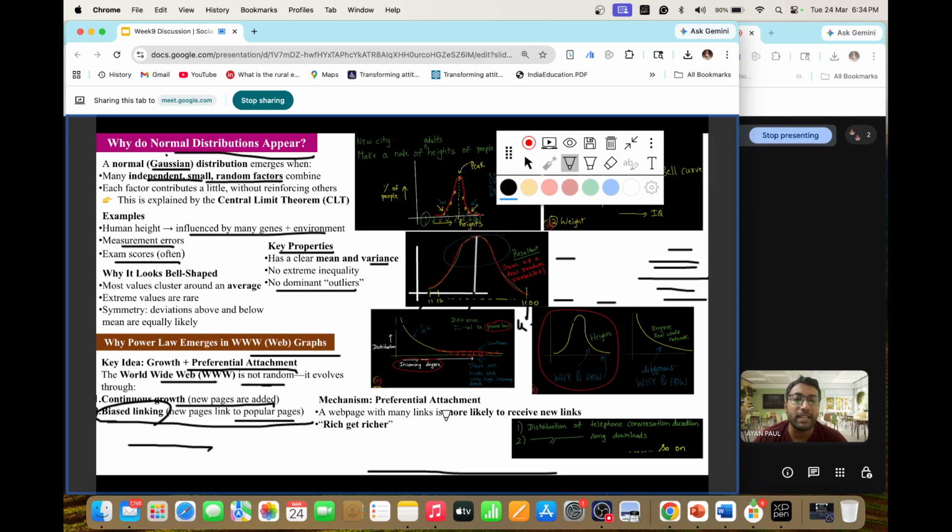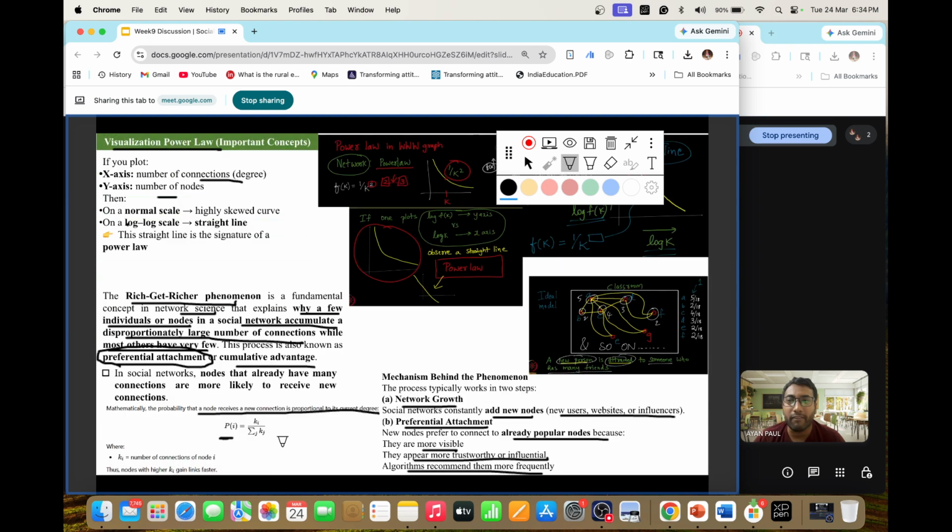A web page with many links is more likely to receive new links, so the rich get richer. So this is the thing: few pages will get millions of links, and most pages get very few links. This is what we have read. We have seen how we can visualize the power law.